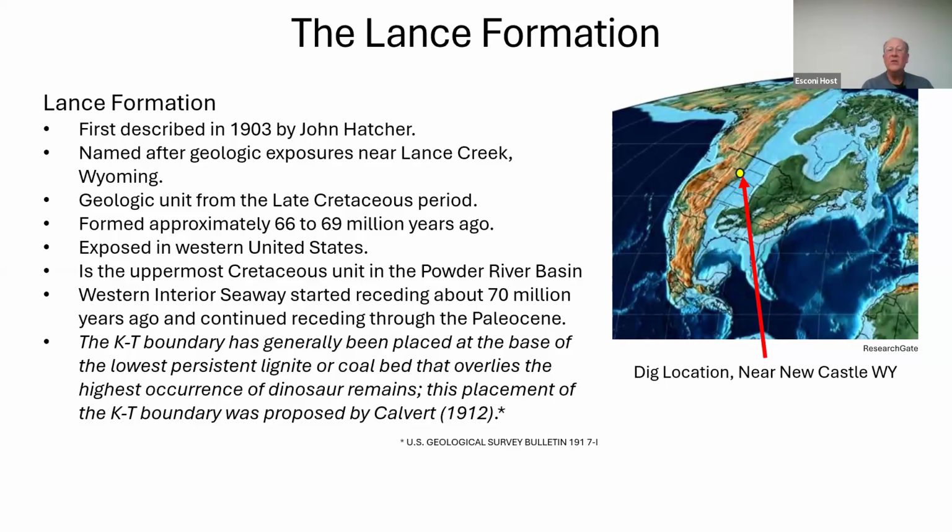At that time, the Western Interior Seaway started receding about 70 million years ago and continued receding until the Paleocene. There are signs of that, and we'll cover that a little bit as we go along. The KT boundary, even back in 1912, was trying to be determined. They believed that was the lowest persistent lignite or coal bed that overlays the highest occurrence of dinosaur bone remains, more or less covering the KT boundary.